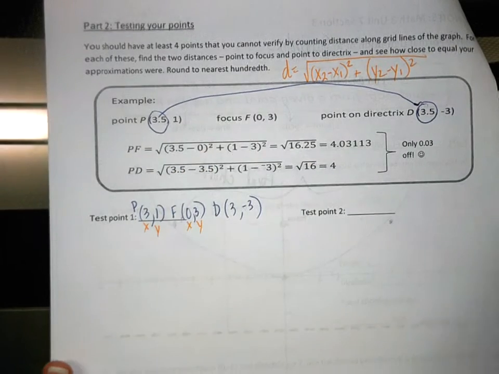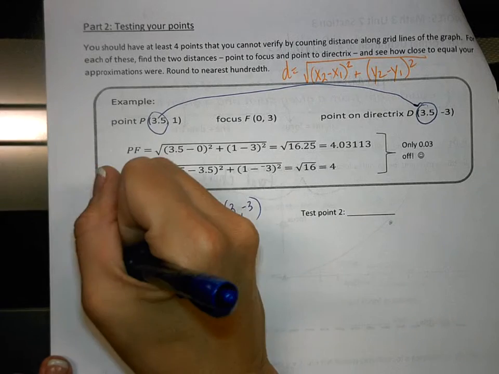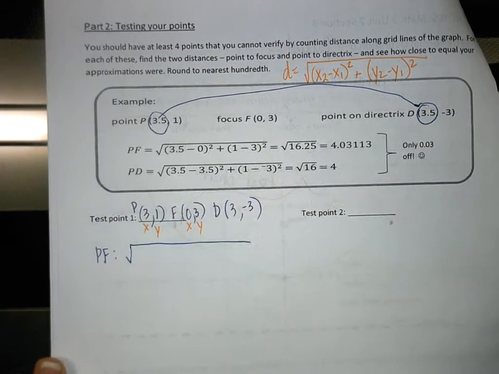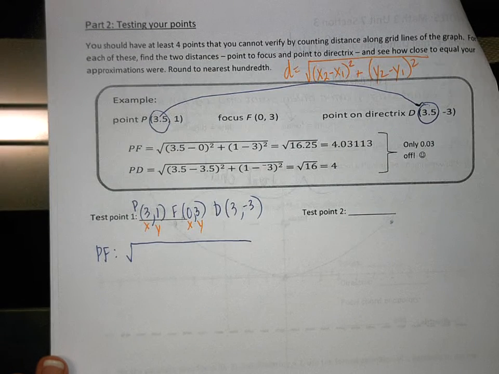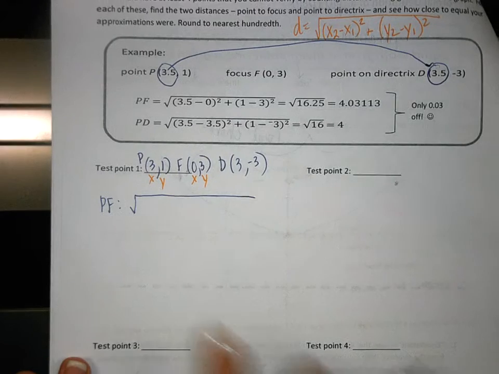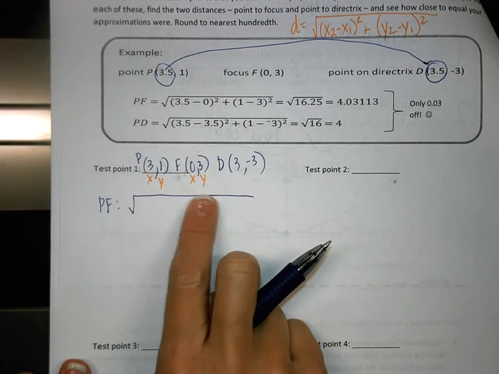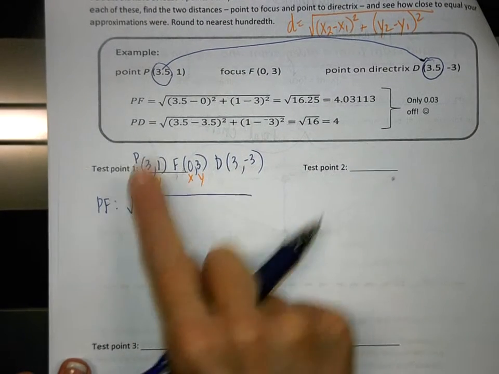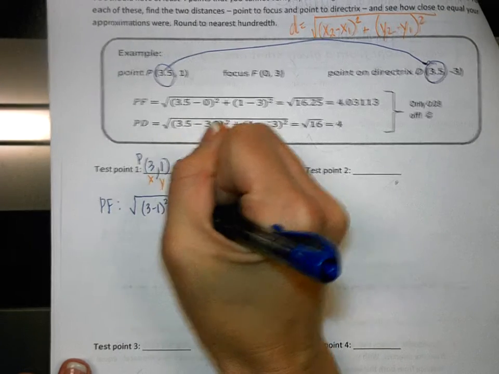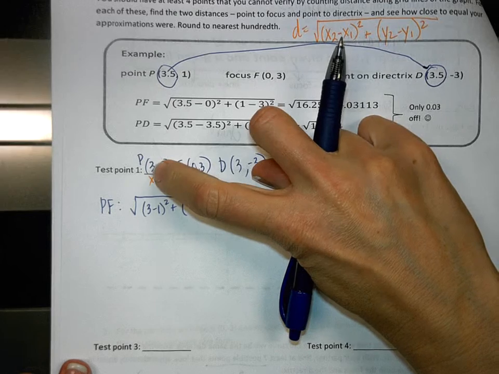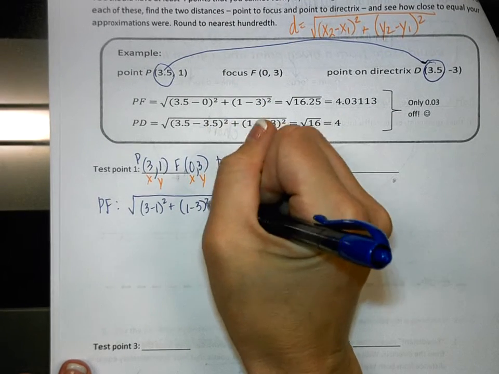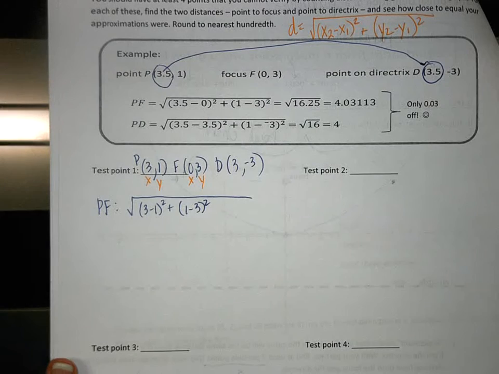Okay? So I like to always label these as xy, xy. We're going to start with our point to the focus. So we're going to label that as PF. So we take the square root. Okay, so we're going to subtract our x's. It doesn't matter which order you go in, but you have to stick to that order. So I'm going to go ahead and start with this, the first one. So we're going to go 3 minus 1 squared plus, and since I started with this x, I have to start with this y. So we have 1 minus 3 squared. Okay? Are we good with that?